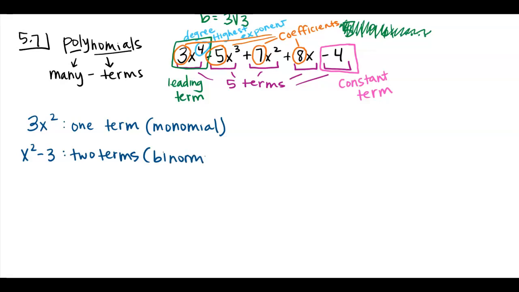Oops. Easy for me to spell. Oh my goodness. Right? And if something looks like this, with 3 terms, then we call that a trinomial.